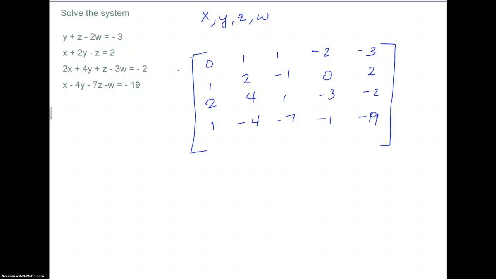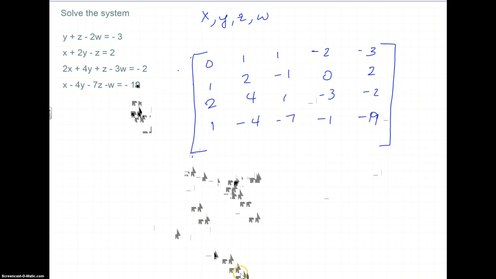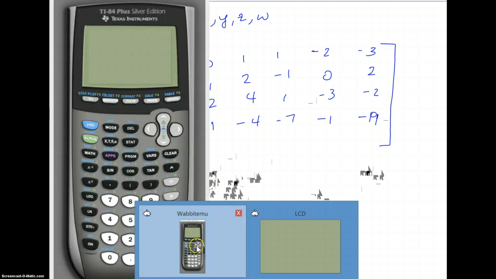Okay, so we left off and we were working with this augmented matrix. What we're going to do now is put it on the calculator and see how we can use that to solve this system of four variables. You may want to pause the video and just copy down this matrix so you have reference, because when I put the calculator up, you're not going to be able to see it.